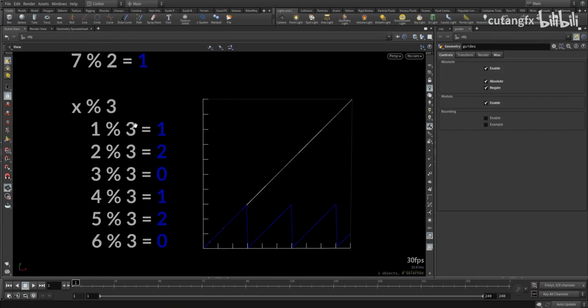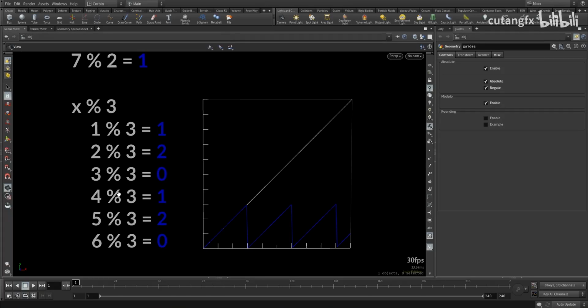Now remember, if we go 1 divided by 3, it'll be 0 with a remainder of 1, because we can't divide 1 into 3 perfectly. 2 divided by 3, again, same thing. It'll be 0 with a remainder of 2. But then 3 divided by 3 gives us 1, but with a remainder of 0, right? So that's why it loops. So the modulus of 3 to 3 gives us 0, because the remainder is 0. In other words, it is a perfect division.